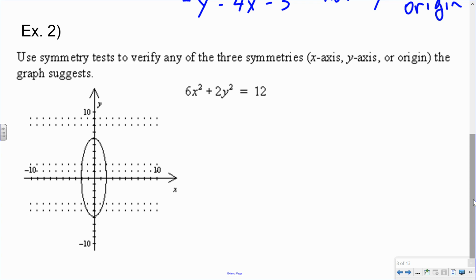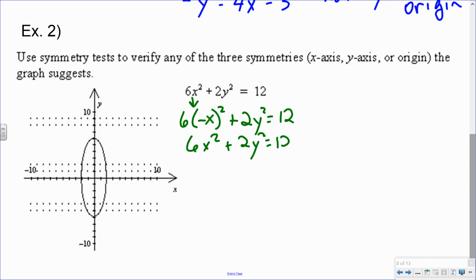So if we check for the y-axis, we need to change x. So instead of x, it's minus x, and we leave everything else the same. And what does that simplify to? 6x squared plus 2y squared. Does that match the original? So symmetric. With respect to, we changed x, so y-axis.